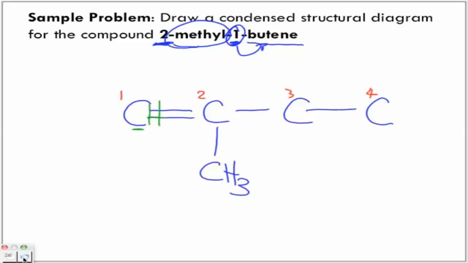Then you only need to add the remaining hydrogen atoms. The carbon on number 2 will stay without a hydrogen atom because it already has the 4 bonds.